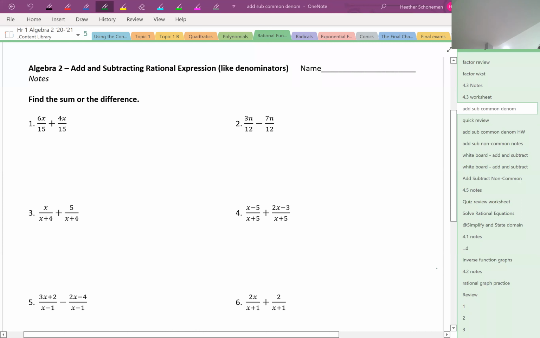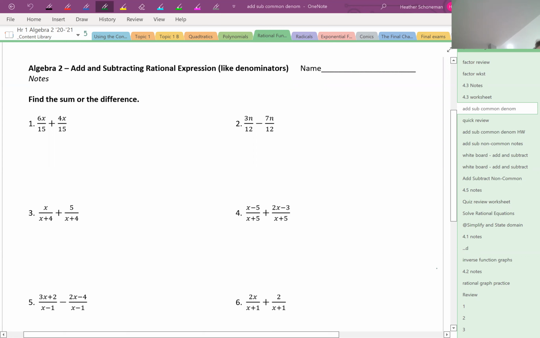All right, this lesson is about adding and subtracting rational expressions. These all have the same denominator. So last time, let's just figure out where we are. Where we are, we simplified, multiplied, and divided. And now we're going to start the process of adding and subtraction. Just like when you learn to add and subtract fractions, you have to have common denominators. So we're going to start with ones that all have common denominators, and then we'll move on next class to where they're different.